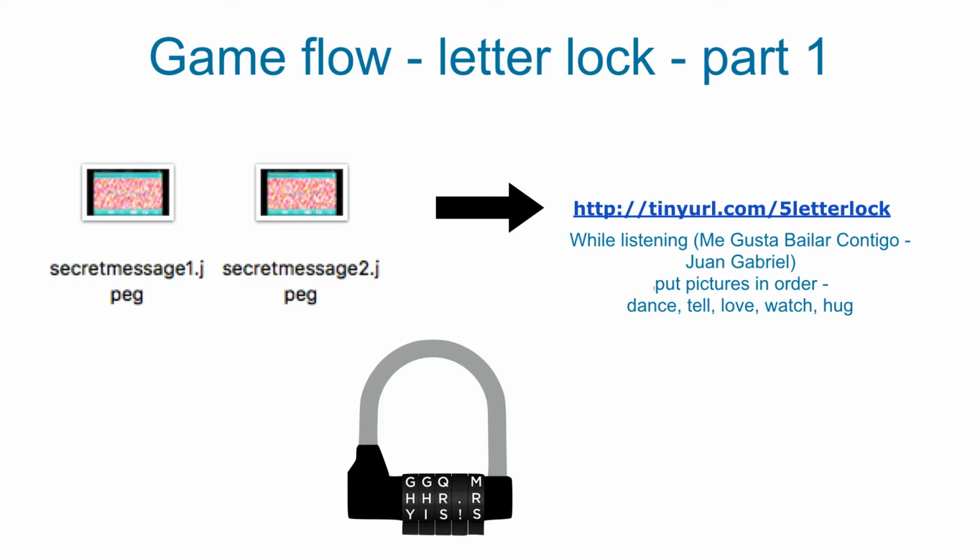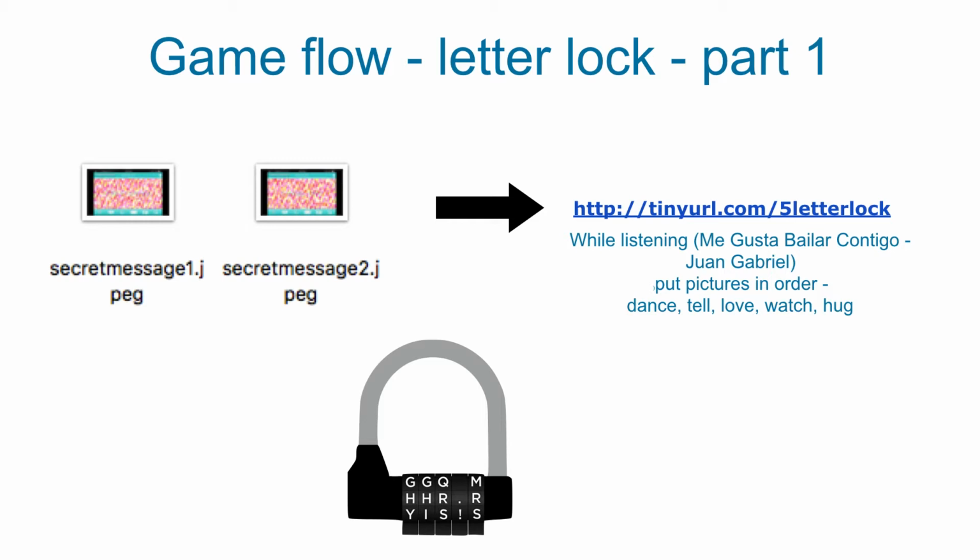Next, as they find the two parts of the secret message, it will take them to the tiny URL, which has a link to the music video by Juan Gabriel. And as they listen to the video, hopefully they already have found the pictures or will find them eventually. They will have to put them in order. And the order is the following: dance, tell, love, watch, and hug. On the back of each picture, there's a letter that you have written in invisible ink. And as they discover what these letters are, they will be able to open a letter lock.